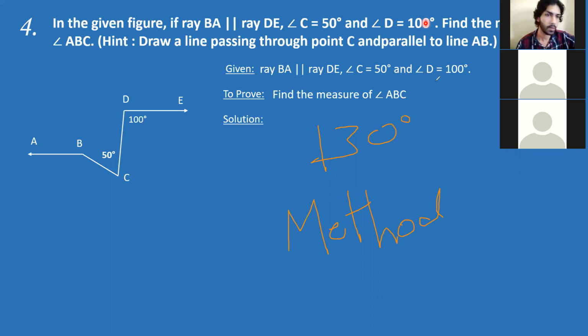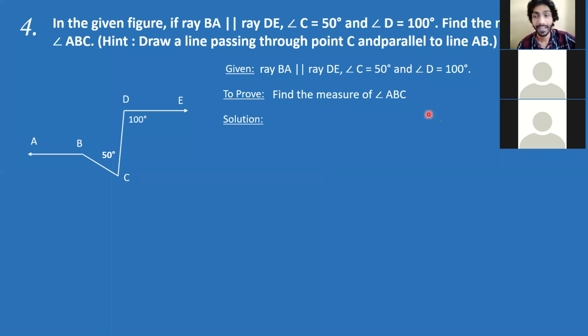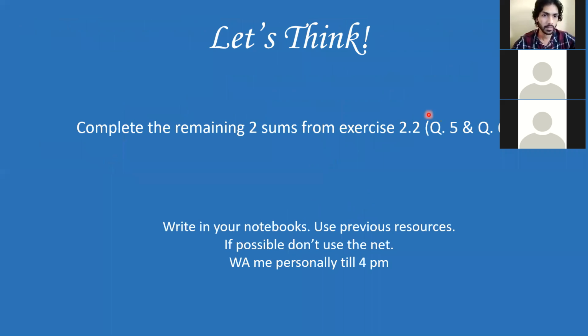Wonderful, folks. So this is it for today. I have a little homework for you, very easy: only 2 questions. Exercise 2.2, question 5 and question 6. Write it in your notebooks. Don't use the net if possible. Use critical thinking, like the same thing you did right now. And WhatsApp me personally till 4 p.m.